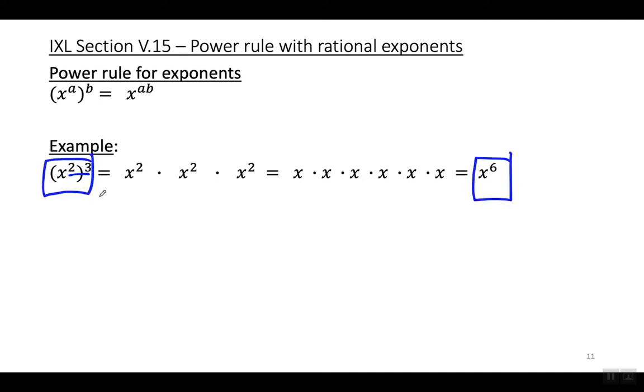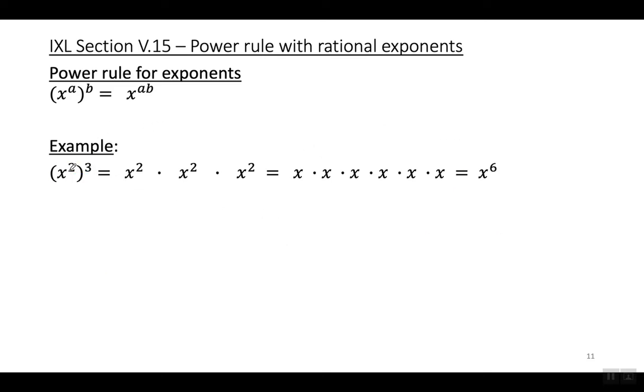If you want to skip the explanation, I multiplied 2 times 3, which gives me 6. Cuando tengo un exponente al poder de otro exponente, se multiplican los dos exponentes. Así que se multiplica en este caso 2 por 3 y me da 6.